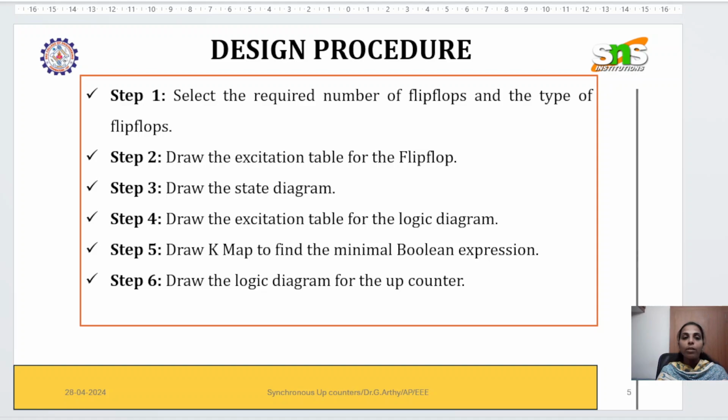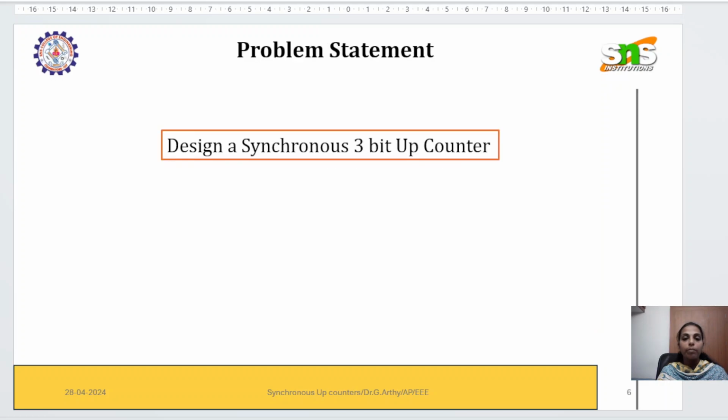Now we are going to design an up counter. For designing an up counter, we need to follow certain steps. First, we have to decide on the number of flip-flops and also the type of flip-flop which we are going to use. Draw the excitation table for the flip-flop which we have chosen. Then draw the state diagram, followed by the excitation table for the logic diagram. Draw K-maps to find the minimal Boolean expressions. Finally, draw the logic diagram for the up counter.